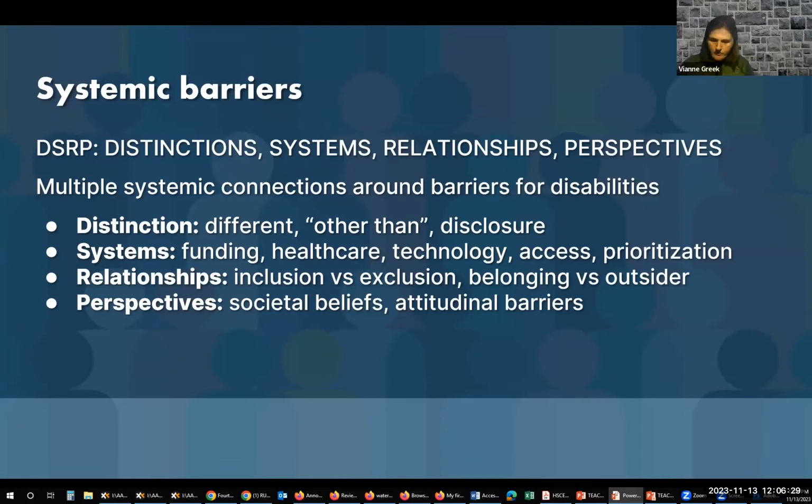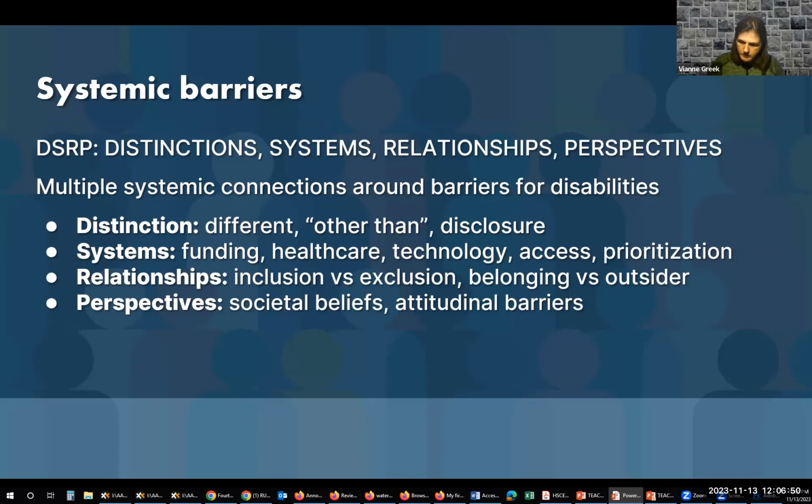Then we have various types of other systems that could impact people with disabilities. There's funding systems, there's healthcare systems, technology, access, prioritization. If there's money available for a new initiative, where do you put it? And often the people with disabilities are left at the bottom of that list.